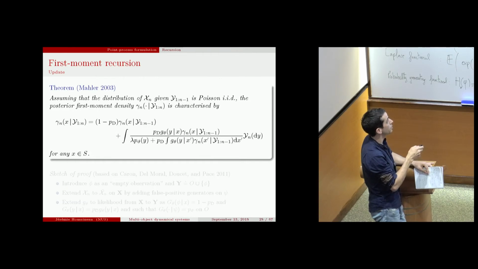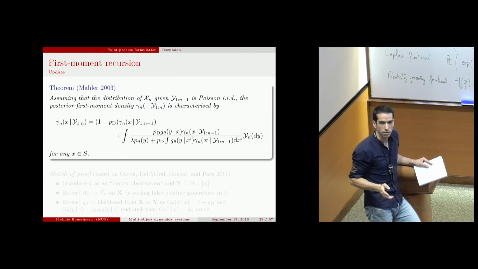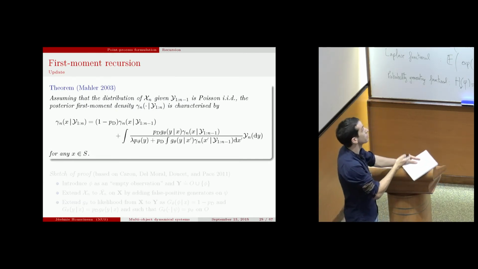And we say, well, either this observation, so here we take observation y, we say either it comes from the target, with likelihood PD times the standard likelihood, or it comes from a false alarm or any other target. Then that's it. And you say, well, that's reasonable, right?